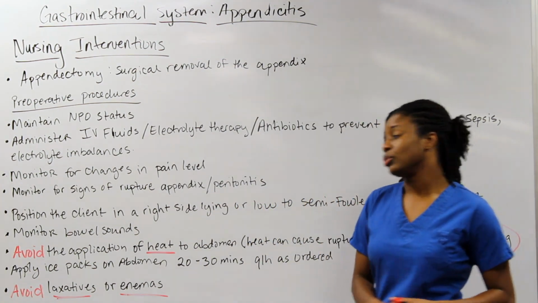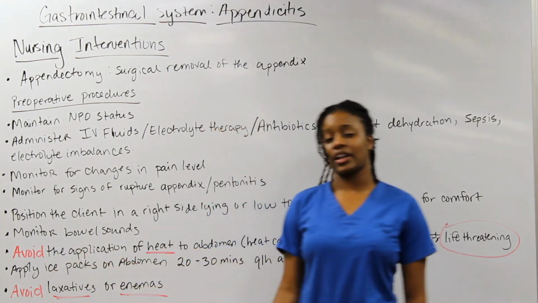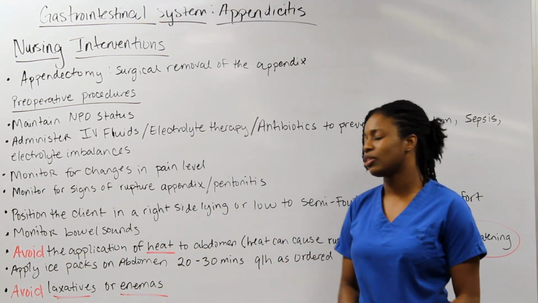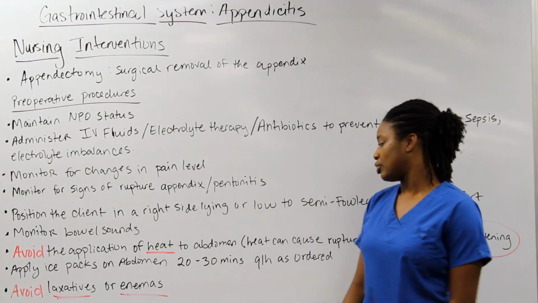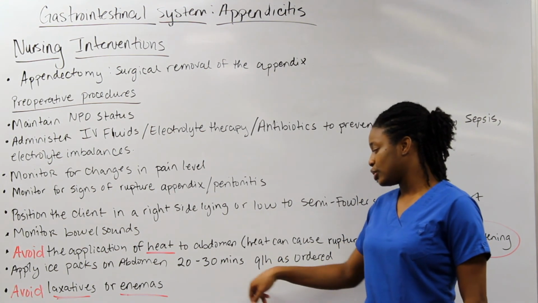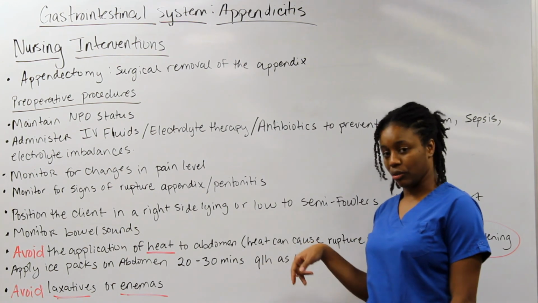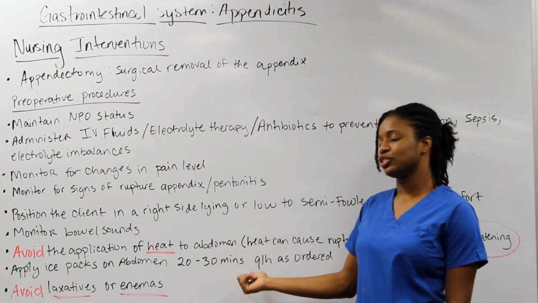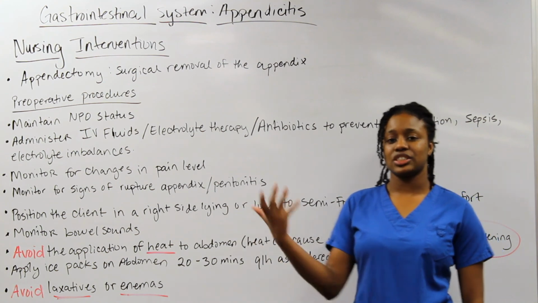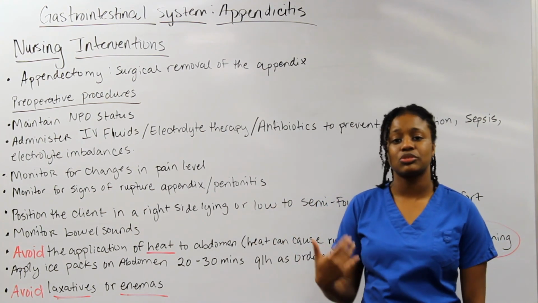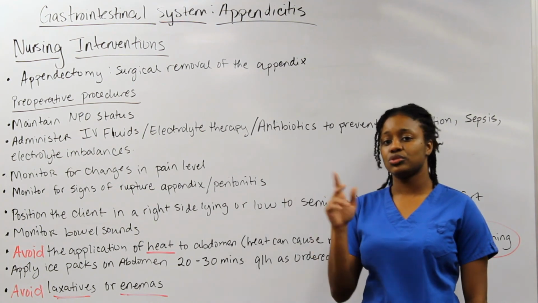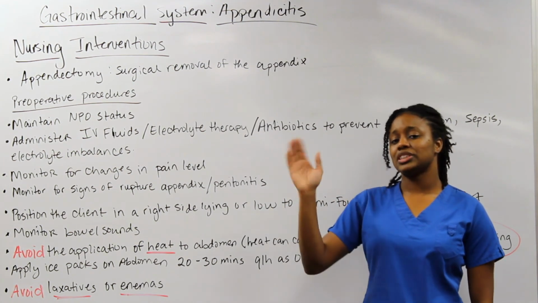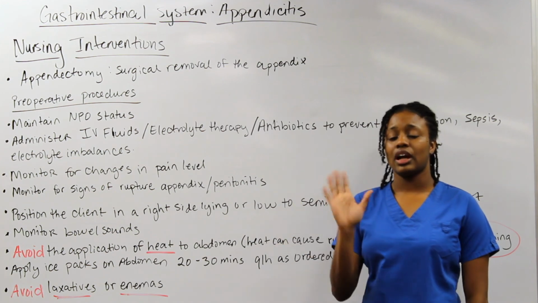So what do we want to do? We want to apply ice packs to the abdomen. 20 to 30 minutes or so, you want to put it to the abdomen, and you'll probably do it every 1 hour as ordered. So you see Q1H. Q1H means every 1 hour. All right? I don't know where they get the Q for every, but that's just how they do it within the hospital setting. So anytime you see orders and you see Q1H or Q2H, whatever it is, that means every 2 hours, every however many hours.